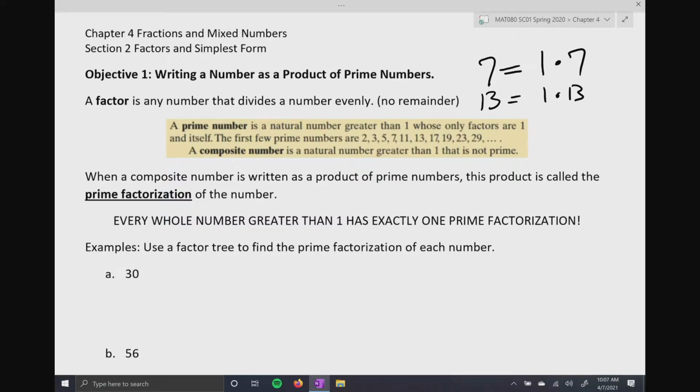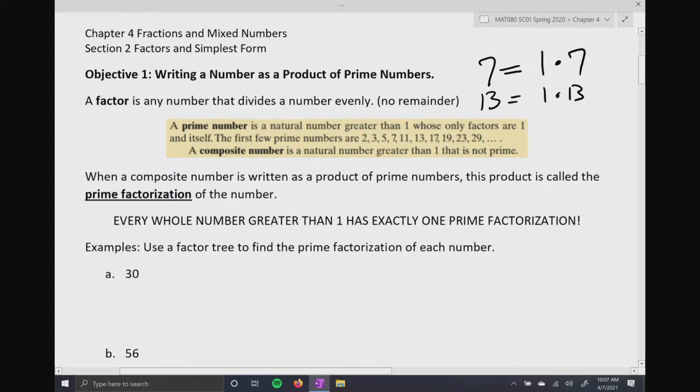Do not think odd numbers are prime. I realize a lot of these numbers, 3, 5, 7, 11, 13, 17, 19, are odd. But 2 is even. Okay? 2 is even, so you have to be careful with this.